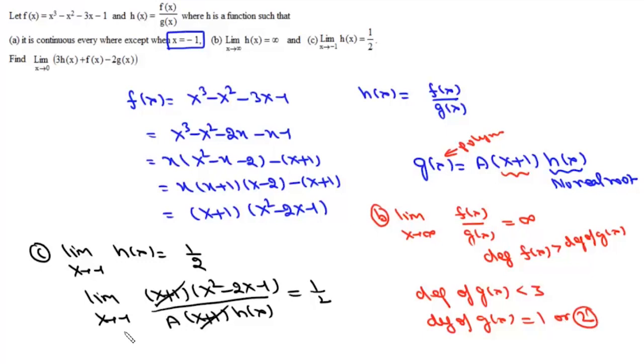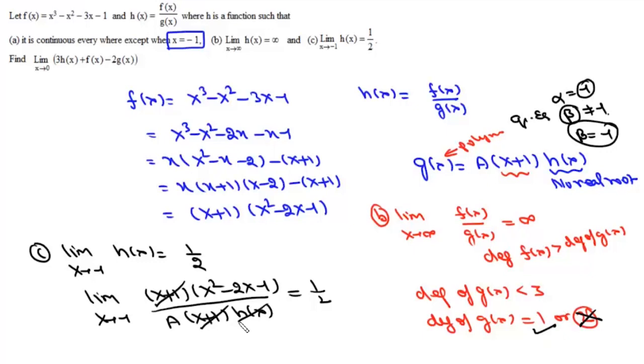Now from here we can say the degree of g(x) cannot be 2, because if it is 2, then it will be a quadratic equation, and this quadratic equation will have two roots, alpha and beta. Now one of the roots is minus 1. Now if we get a second root which is not minus 1, then this function will be discontinuous at 2 points, minus 1 and beta. If we take this beta as minus 1, then this limit won't be finite, it will be infinite. So that means the degree of g(x) can only be 1.